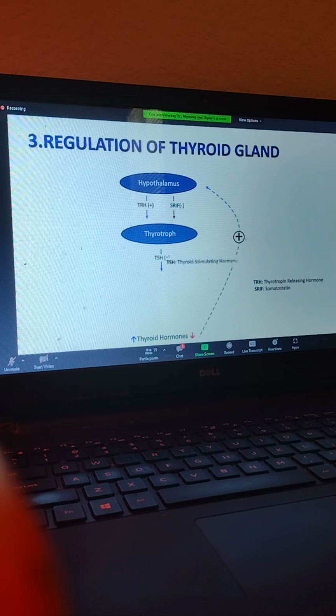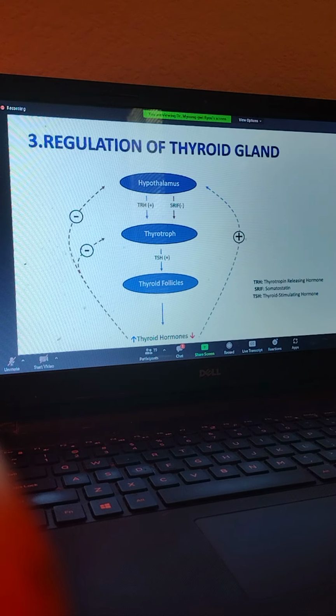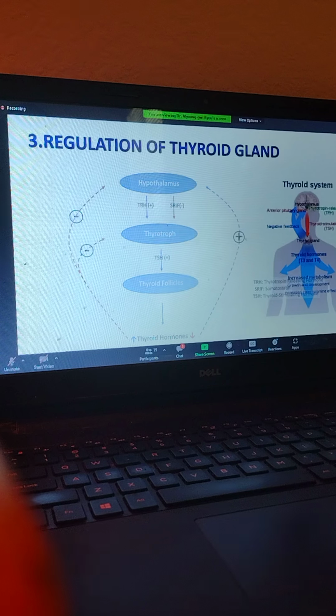You should be familiar with that. And this TSH, the thyroid stimulating hormone, is going to stimulate the thyroid follicles, and the thyroid follicles will release the thyroid hormones. Then the thyroid hormone level goes up, and the increased thyroid hormone provides a negative feedback signal to the hypothalamus, the thyrotropes, and the thyroid gland, so that thyroid hormone release is slowed down. So this is one of the examples of negative feedback mechanisms.